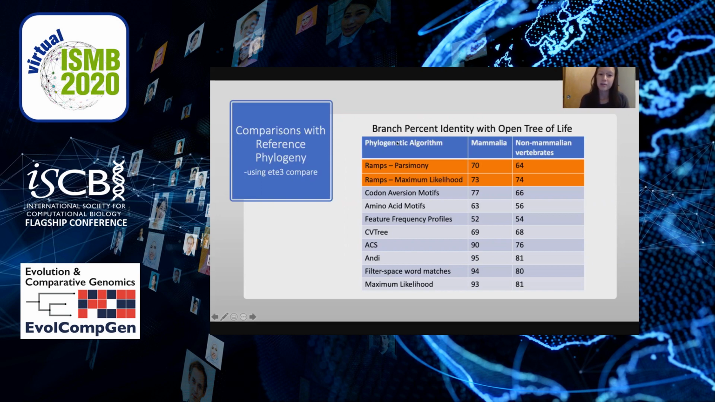And we found that our ramp phylogenies with parsimony and maximum likelihood were able to recover approximately 70% of relationships. And we compared this to other genomic attributes like codon inversion, amino acid inversion, and other word-based methods. And we determined that this percent identity is very comparable with many other commonly used phylogenetic algorithms.